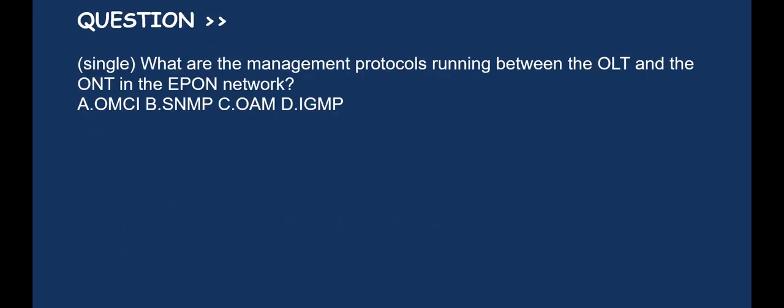Next one. What are the management protocols running between the OLT and the ONT in the EPON network? The options are option A, OMCI, option B, SNMP, option C, OAM, option D, IGMP. Correct answer is option C.